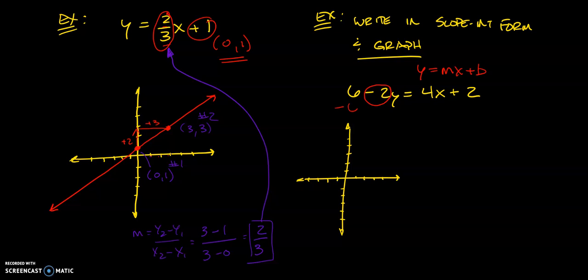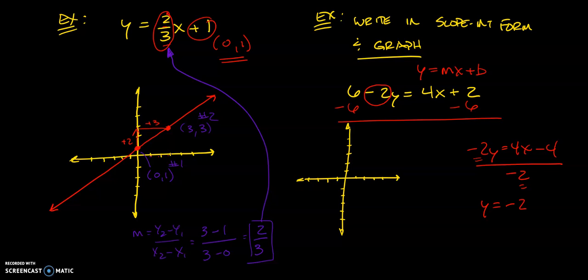And so the first thing we have to do is go back to earlier in the year. I'm going to subtract 6 from both sides and get -2y is equal to 4x minus 4. Then I'm going to divide everything by -2 because I want my equation to begin with y. So -2 divided by -2 is 1. 4 divided by -2 is -2x. -4 divided by -2 is a plus 2. This would be the original expression written in slope-intercept form.